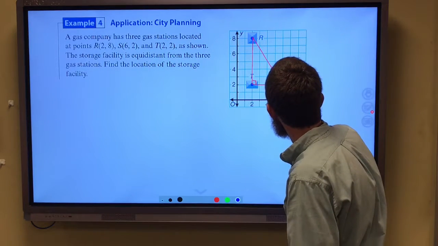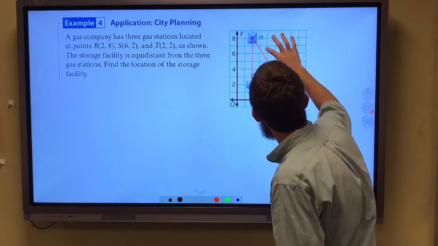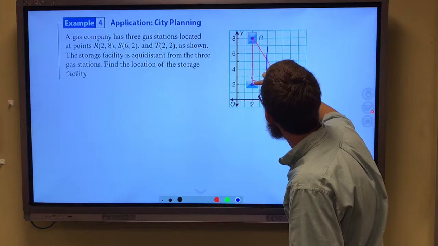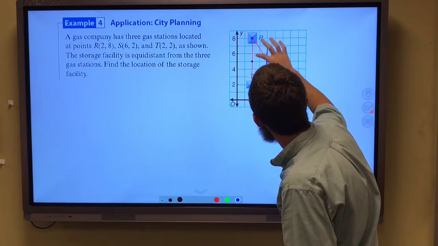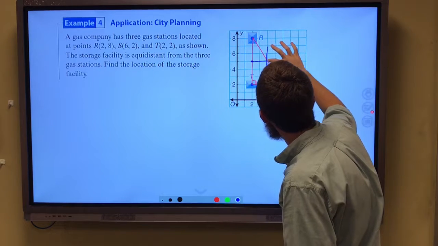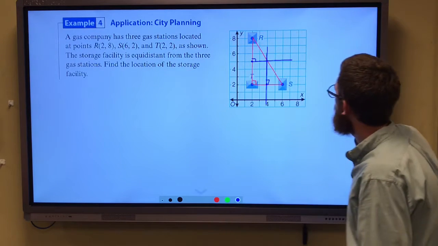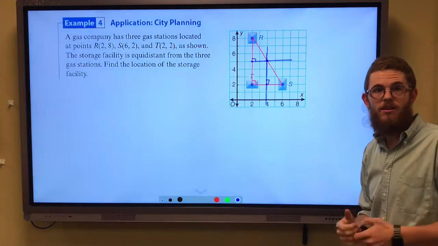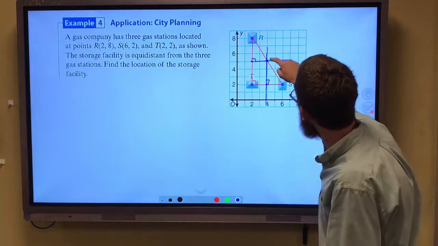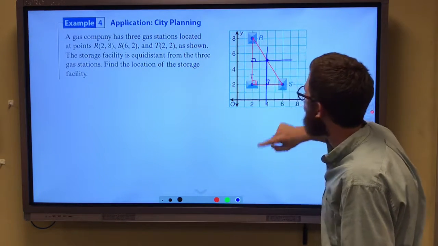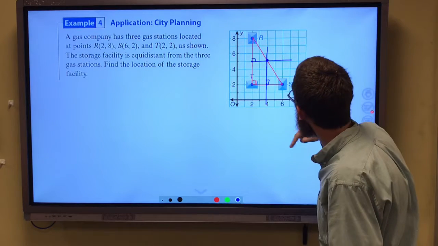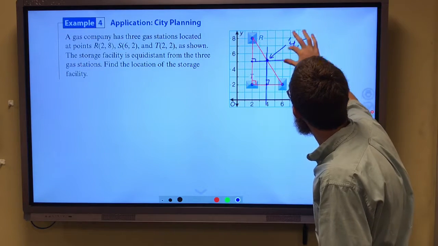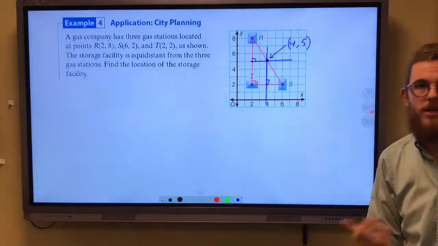Well, here we can see the midpoint. We could draw our perpendicular bisector pretty easily. From 2 to 8, we can see our midpoint's going to be right here. Now look at where that point is. That point is actually on the triangle. Pretty wild, but that means our circumcenter is actually on the hypotenuse, and that circumcenter would be the point 4, 5. That is the point where the storage facility would be in this situation.